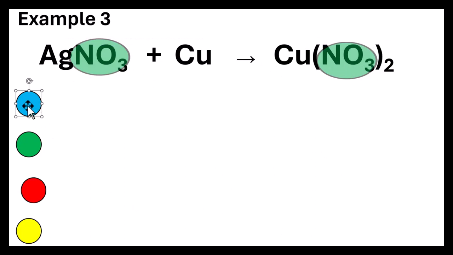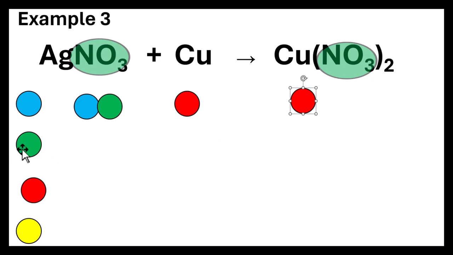I'm going to use blue for my silver, and so you can see I have a silver and I have a green for the nitrate ion. And I'll group them together. And then I'm going to use red for my copper. All right. Then it comes this. And you can see I've got 2 of these nitrates over here. So I'm going to group that. Okay.